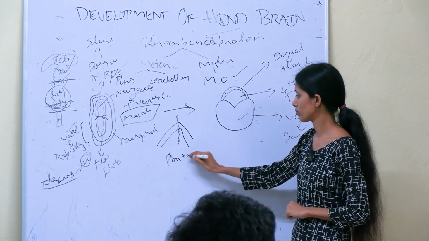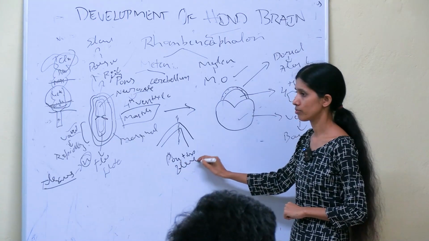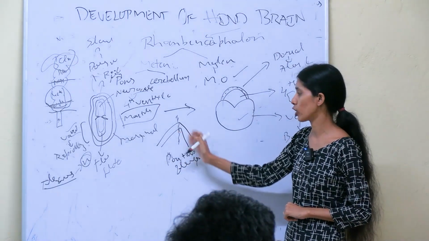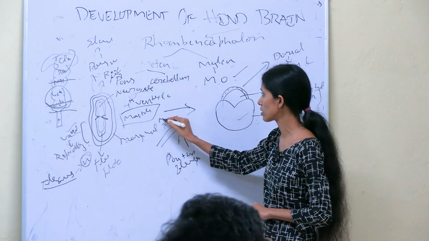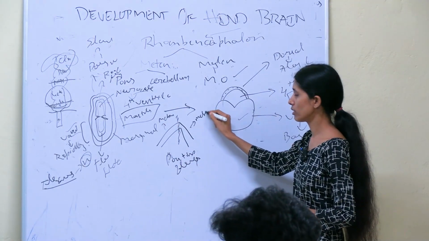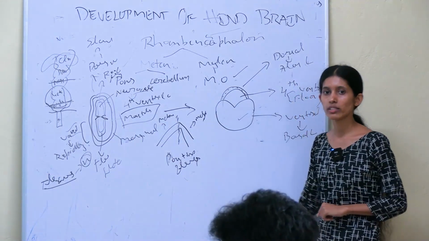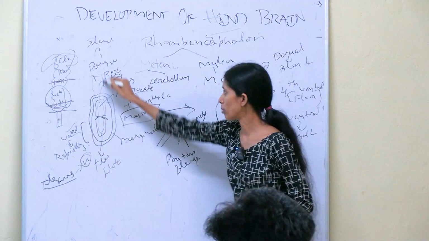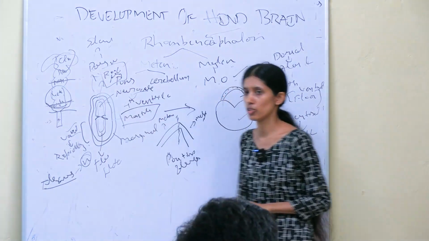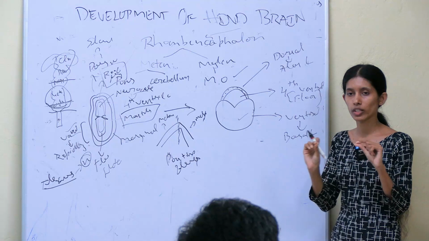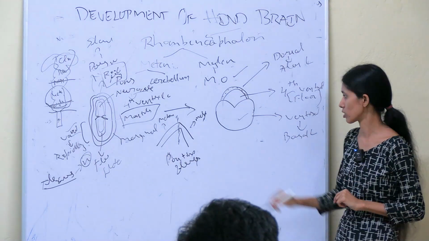Pontine flexure. Okay, so this pontine flexure will divide your rhombencephalon into 2 parts, that is your metencephalon and another one is myelencephalon. So once the pontine flexure takes place, the roof part of the medulla oblongata region will get thin and it will also get elongated in both the directions like this.